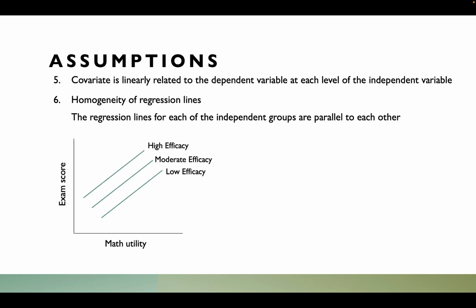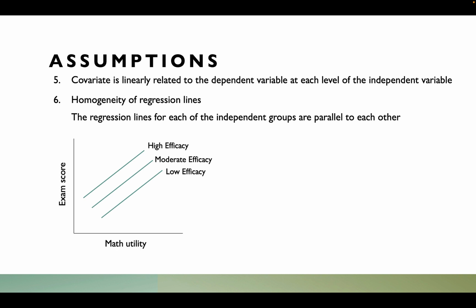All right, so here's an example where the assumption is met. We see exam score, math utility on our horizontal axis, which is our covariate, and we see lines for our 3 groups of efficacy, and notice all 3 lines are parallel. So this would represent homogeneity of regression lines.